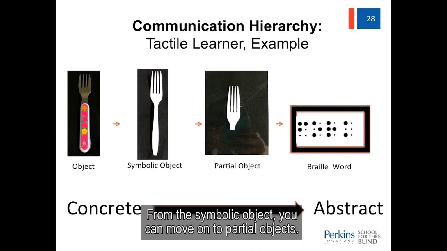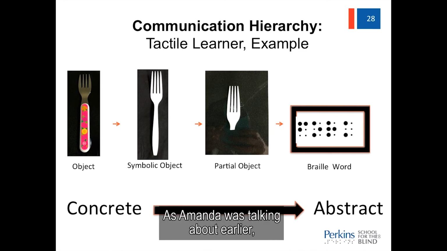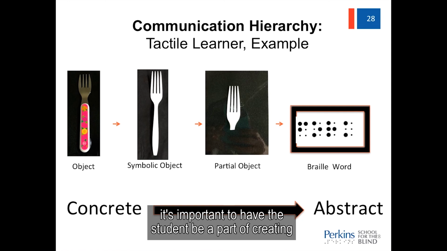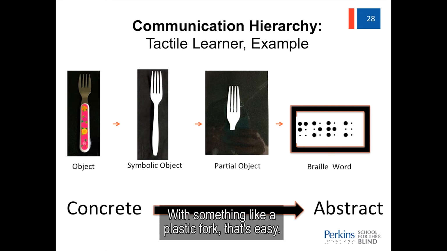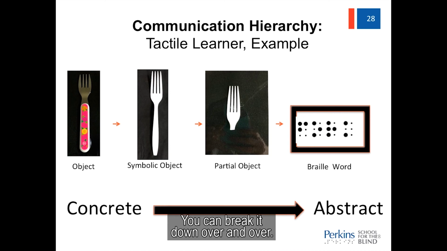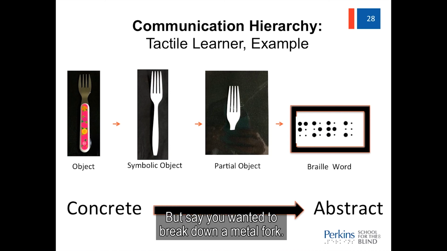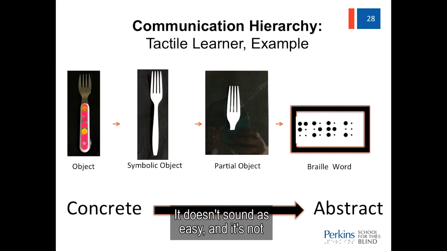From the symbolic object, you can move on to partial objects. As Amanda was talking about earlier, it's important to have the student be a part of creating the partial object. For something like a plastic fork, that's easy. You can break it down over and over. There are a lot of plastic forks. But say you wanted to break down a metal fork. It doesn't sound as easy, and it's not as easy to recreate over and over.